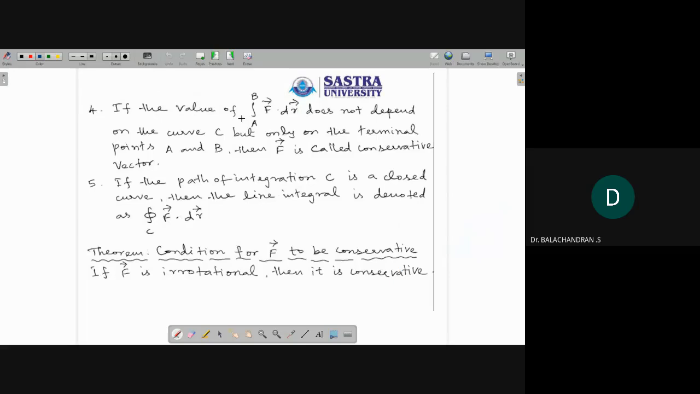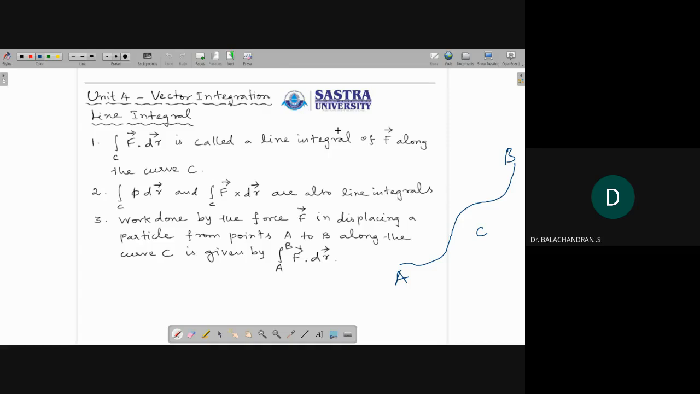So if the value of the integral A to B F vector dot dr vector does not depend on the curve, but depends only on the endpoints or terminal points A and B, then we say that the F vector is called a conservative vector. So this integral value is depending only on the endpoints, and it is not depending upon the interior points of the curve. It depends only on the endpoints. Then we say that the F vector is a conservative vector.